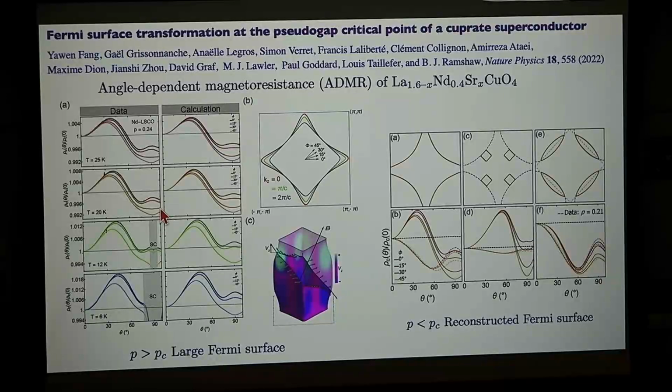OK, so now if you look over here, p less than p_c, which is over here. So here's the data. No, where's the data? I forget which is the data and which is the calculation. Right, so the dashed lines are data where the red arrow is, and this is a calculation for various Fermi surfaces.